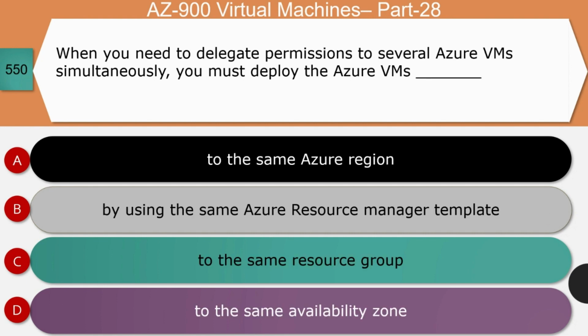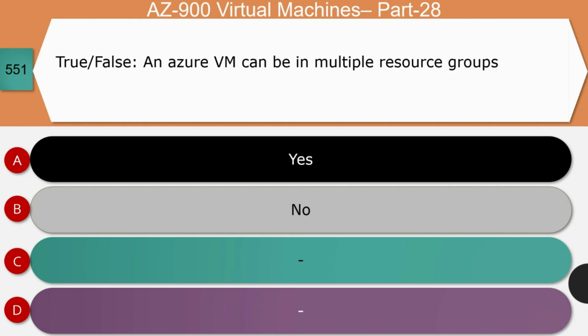Next question, when you need to delegate permission to several Azure VMs simultaneously, you must deploy the Azure VMs dash to the same Azure region or by using the same Azure Resource Manager template or to the same resource group or to same availability zone. The right answer for this question is to the same resource group. Let's see the reason. A resource group is a logical container for Azure resources. Resource groups make the management of the Azure resources much easier. And so the right answer for this question is option C.